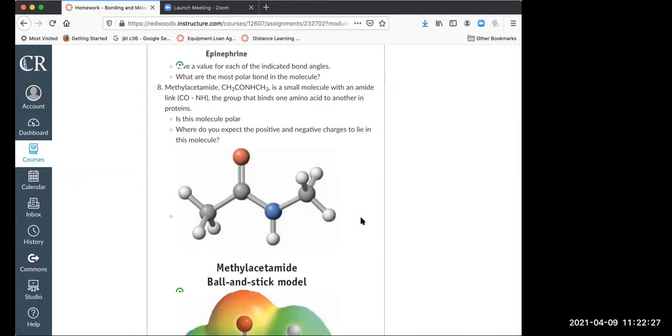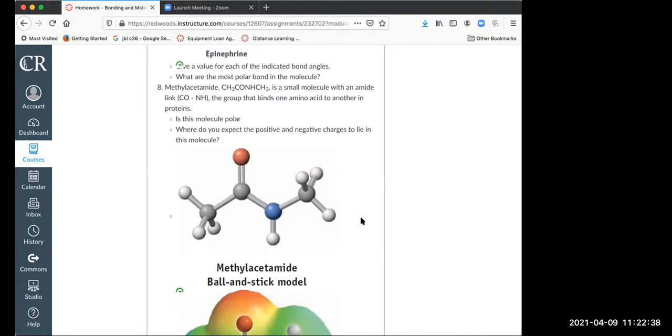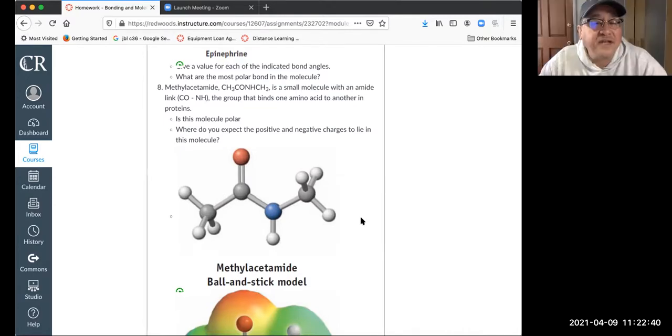So this is pretty much nonpolar. We would say, is this molecule polar? You'd say no, because we can't get the most electronegative atoms on one side of the molecule. Where do you expect the positive and negative charges to lie in this molecule?